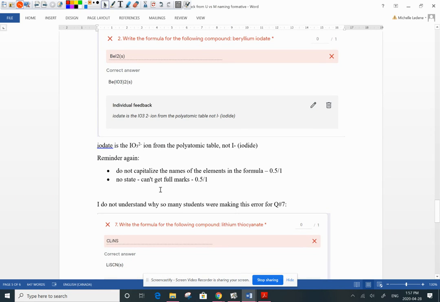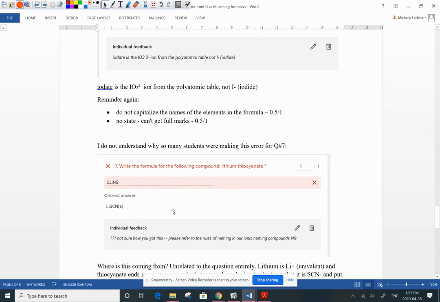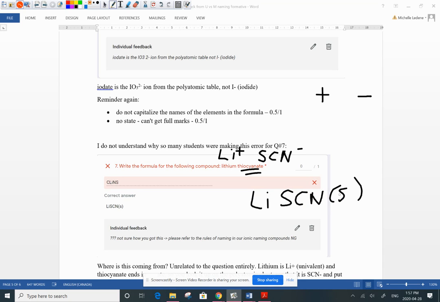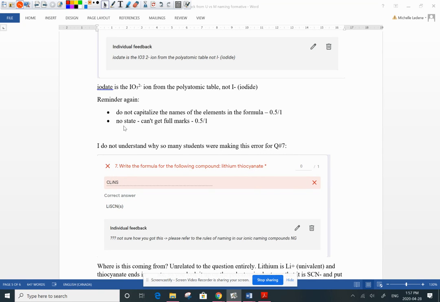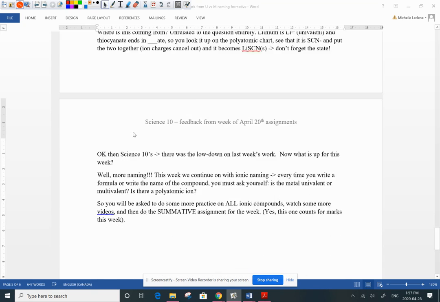Okay, so again, no capitalizing. Don't forget your states. And remember that always your cation goes first. So lithium, Li positive, that's your metal. Thiocyanate, you look him up, you see he's SCN minus. We don't split up those ions, right? It's always the positive first and the negative second, right? And so the correct answer is LiSCN solid. A lot of you were splitting them up. No, that's not correct. Keep the polyatomics as they are listed, completely just as they are on your table.